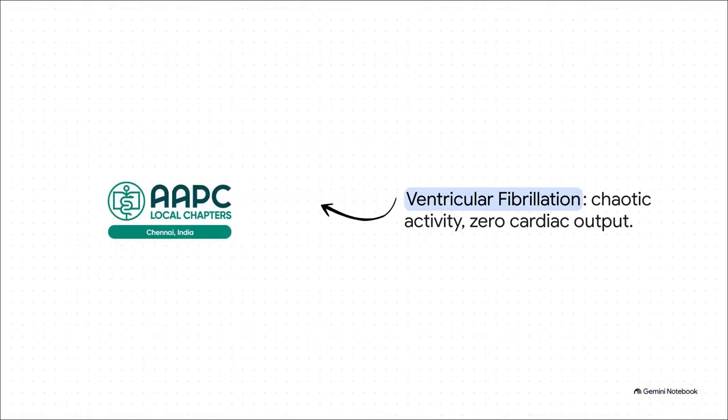Section 2. Shockable lethal cardiac rhythms, VFib and pulseless VT. So, when the heart's electrical system goes completely haywire, it stops pumping blood effectively. That leads to collapse and loss of consciousness. But, and this is crucial, not all cardiac arrests are identical.